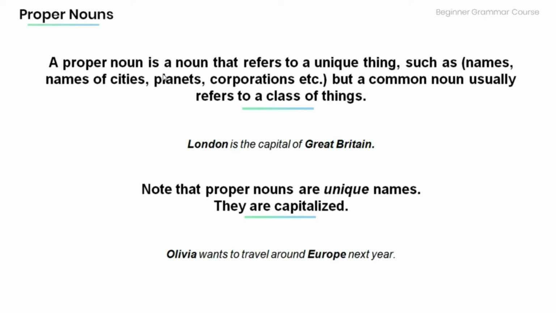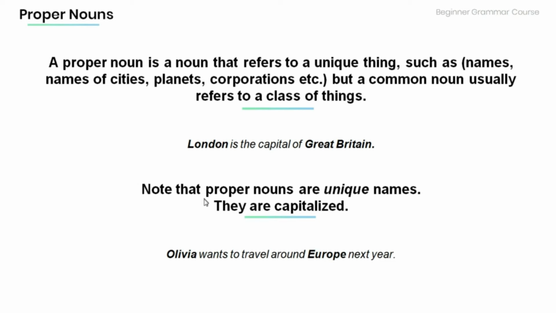Now, a proper noun is a noun that refers to a unique thing, such as names of cities, planets, corporations, etc. But a common noun usually refers to a class of things. For example, London is the capital of Great Britain. London, name of a city. Great Britain, name of a country.